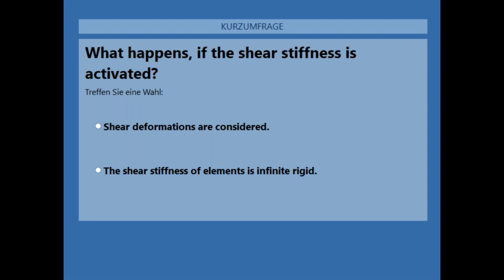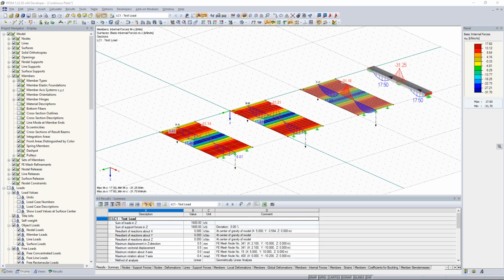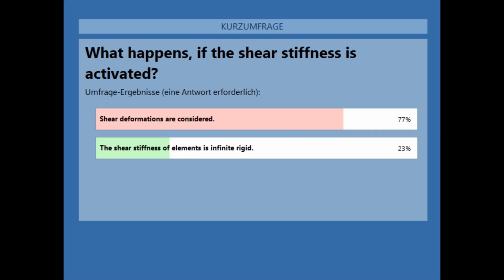Okay, good. Most of you have chosen. I close this window, show you the result. What happens if the shear stiffness is activated? The right answer is the first one. Shear stiffness or shear deformations are considered. I think that's clear now. Good.